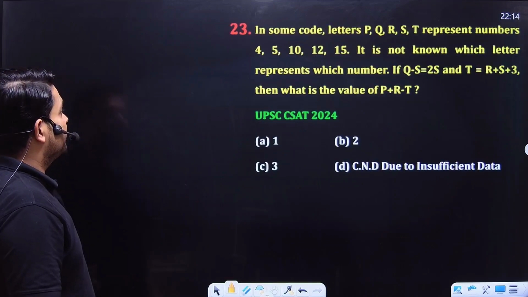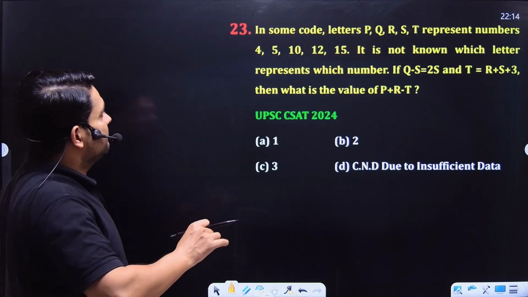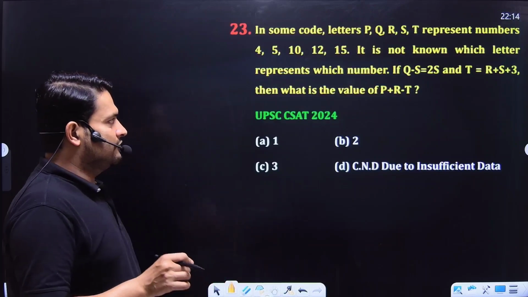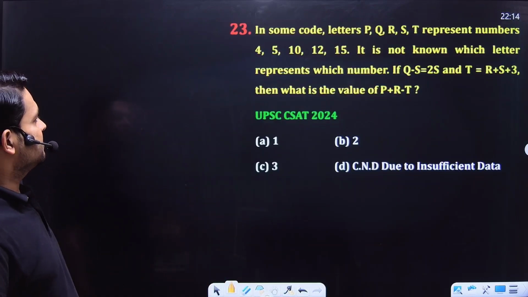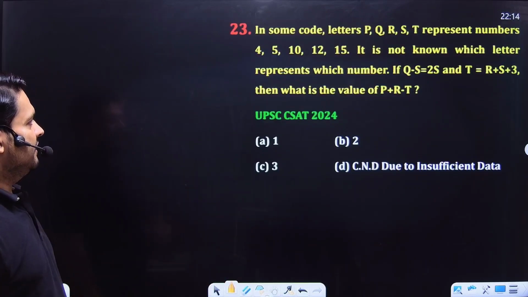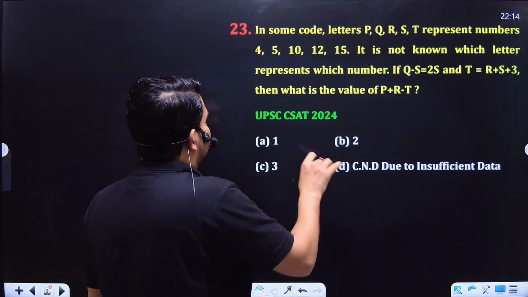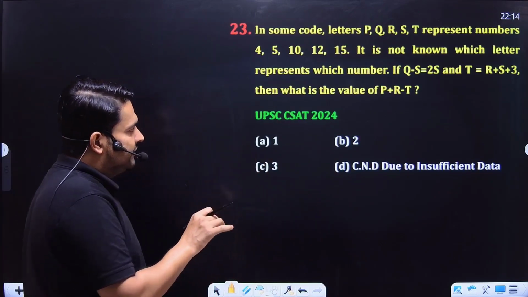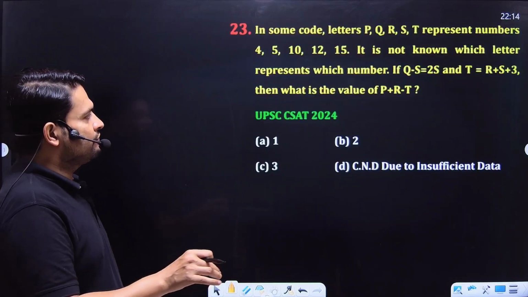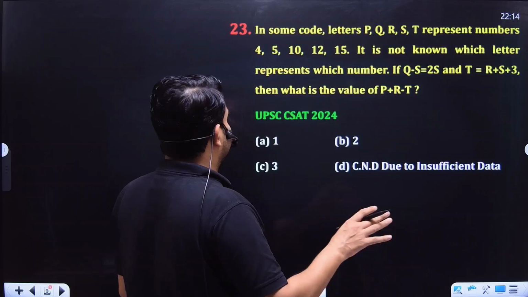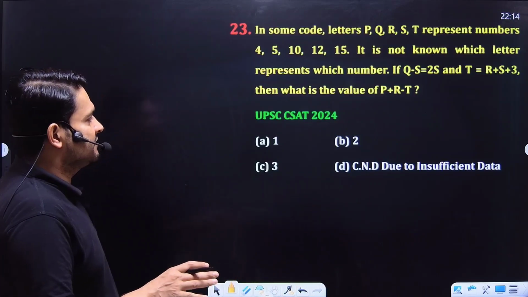Question number 23. In some code, letters P, Q, R, S, T represent numbers 4, 5, 10, 12, 15. It is not known which letter represents which number. If Q minus S is equal to twice of S and T is equal to R plus S plus 3, then what is the value of P plus R minus T?